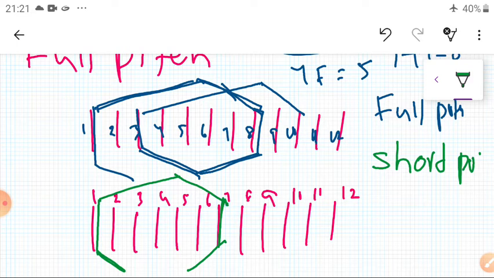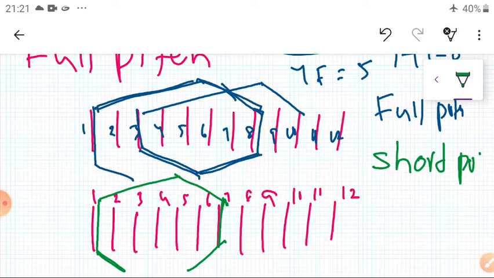So due to this, what will happen? The length of the winding is reduced, so I save some copper. There are also other benefits: I get a good sinusoidal wave, and harmonics are also reduced. This is known as a short pitched coil.